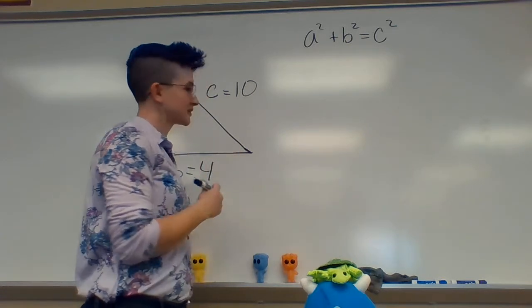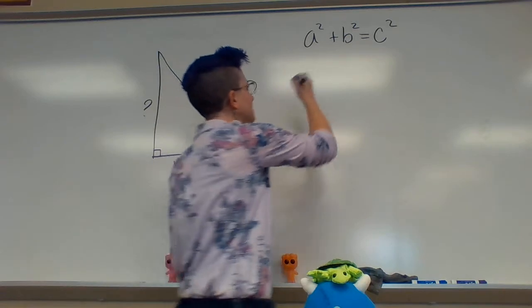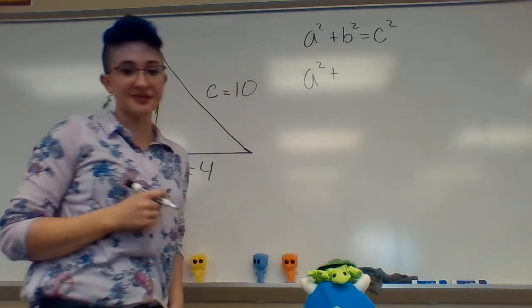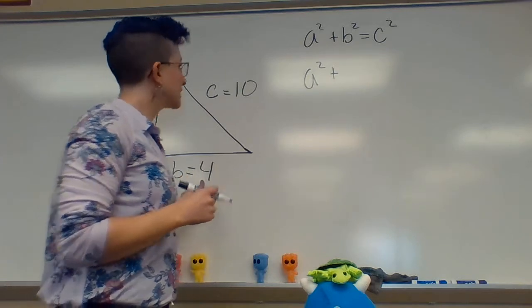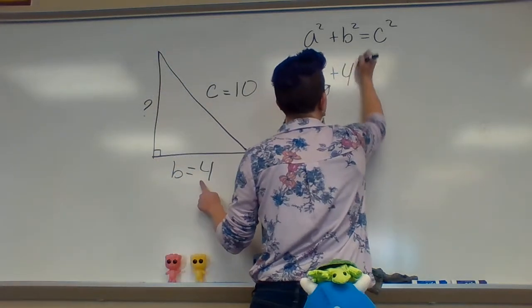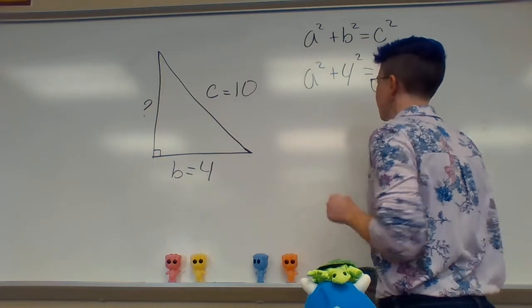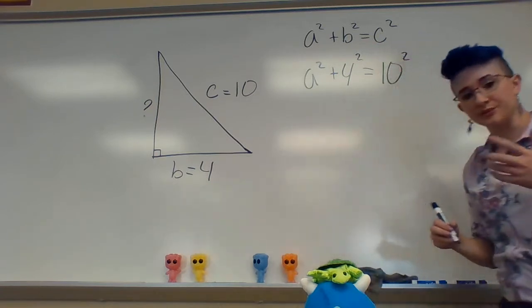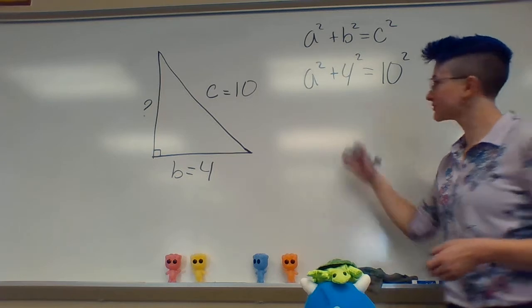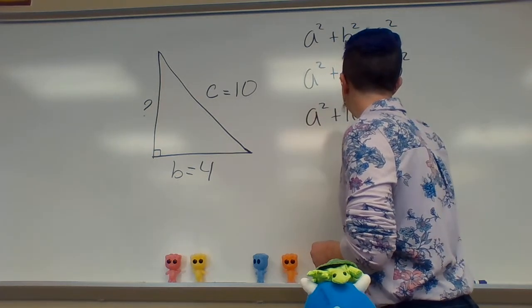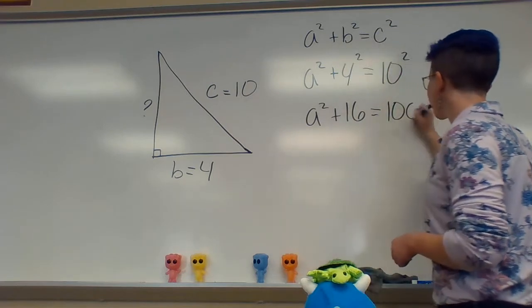A squared is nothing in this case again, so we're just going to leave it as a squared. B squared is going to be 4 squared, and c squared is going to remain 10 squared because I'm lazy and I didn't want to change it. So first things first, we're going to find our squares again. So a squared plus 16, that's 4 times 4, and we already know this one's 100.